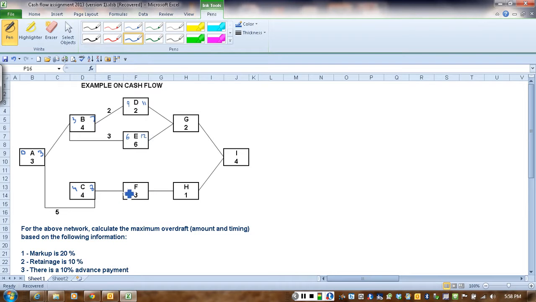and then here we have 8, plus 3 is 11, 11 plus 1 is 12. Here we have 11 and 12, we're going to take the 12, plus 2 is 14, 12 and 14, we're going to take the 14, plus 14 is 18. So what we're saying here is that the project is going to take 18 months to be complete.